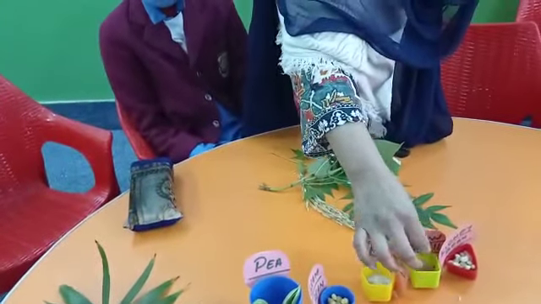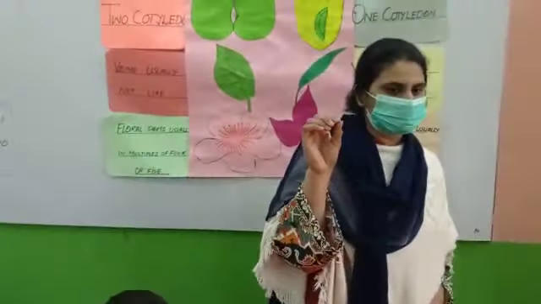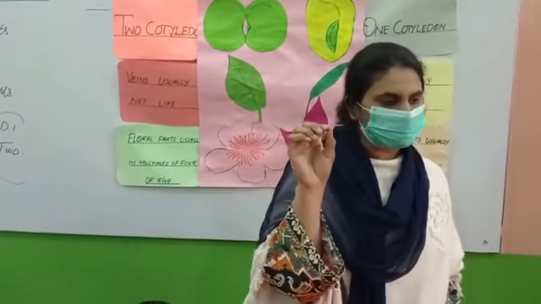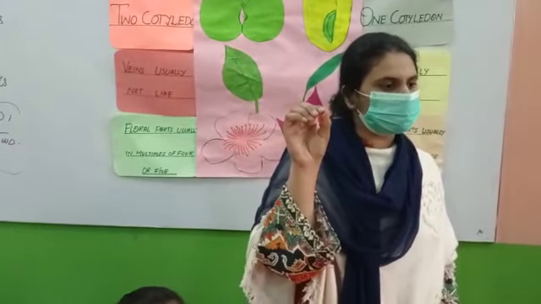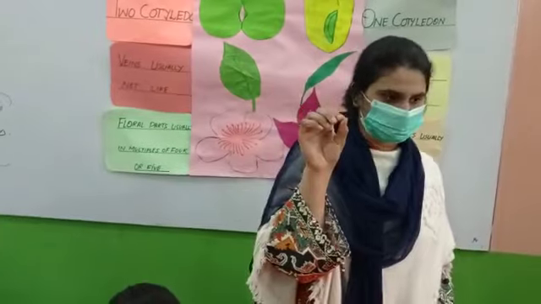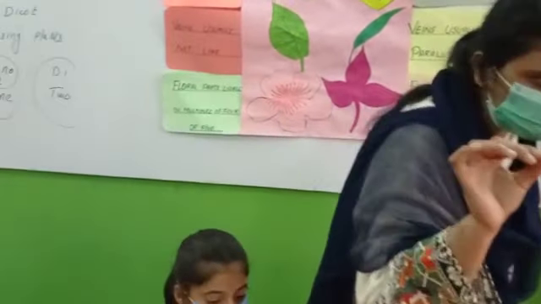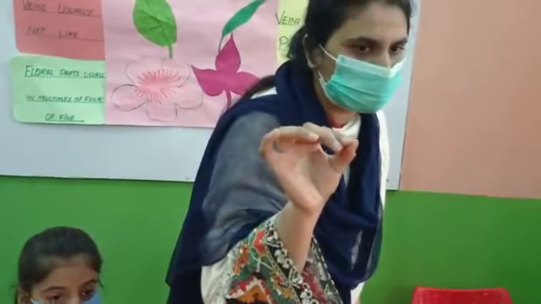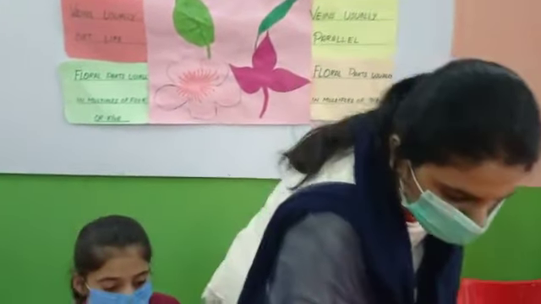This is a yellow lentil. If I break it, will it divide into two or one? One. So is it monocot or dicot? It is monocot.